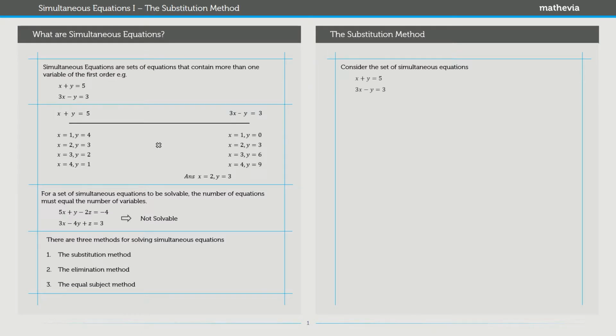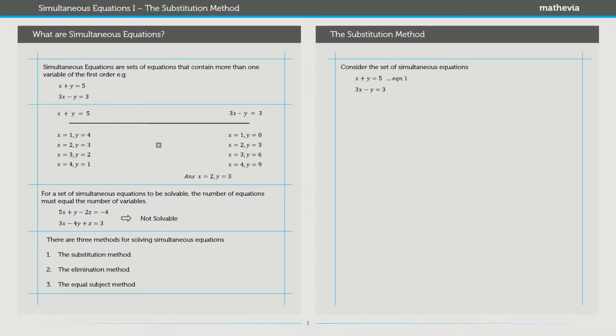Now, consider the set of simultaneous equations, the one from our previous example, x plus y equals 5 and 3x minus y equals 3. We would not have to list out all the possible values for x and y like we did before. We can actually just solve this using the substitution method.